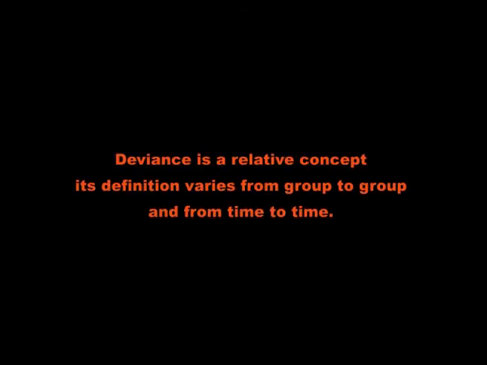Conclusion. In this session, students, you have been exposed to the meaning and nature of deviance. We saw deviance as a relative concept inasmuch as its definition varies from group to group and from time to time. It is difficult to define deviance universally, as different societies differ in their norms and values. A departure from the norms and values is called deviant behavior.